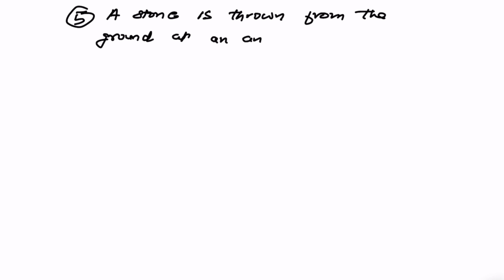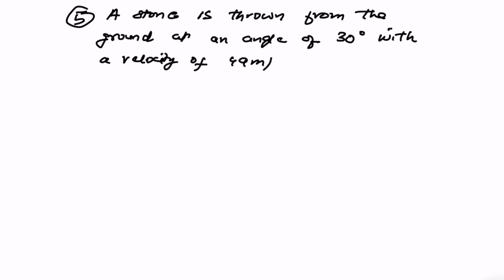For the next question, a stone is thrown from the ground at an angle of say 30 degrees with a velocity of 49 meters per second. Now the question is, find the time of flight. The first part is calculate the time of flight, and the second part is calculate the range.